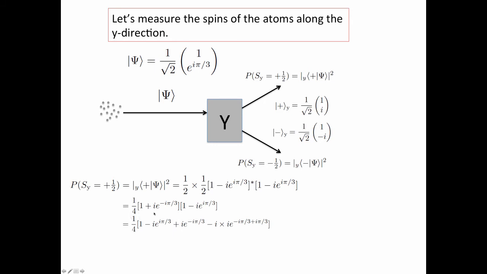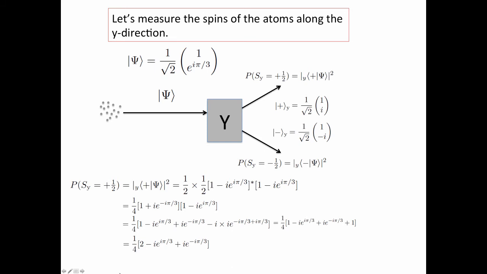So we can then just multiply out these two brackets here, and we get 1/4 times (1 minus i e to the i pi over 3 plus i e to the minus i pi over 3 minus i times i e to the minus i pi over 3 plus i pi over 3). i times i is minus 1, since i is just the square root of minus 1. And the exponents add to 0, and e to the power 0 is 1. So this last term here just reduces to plus 1.